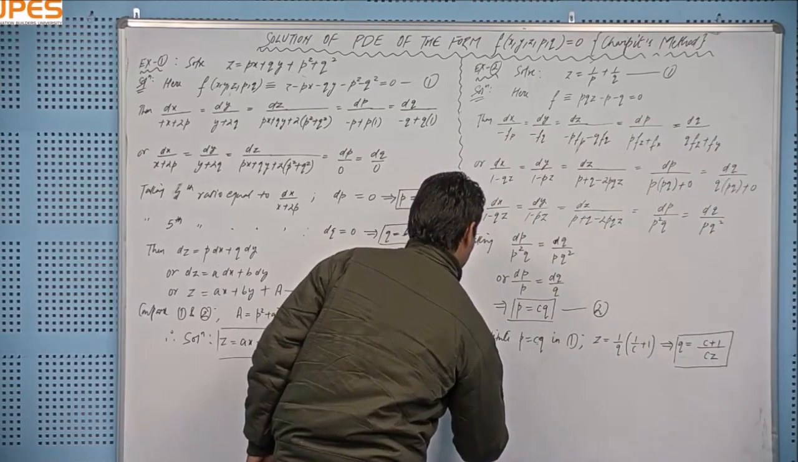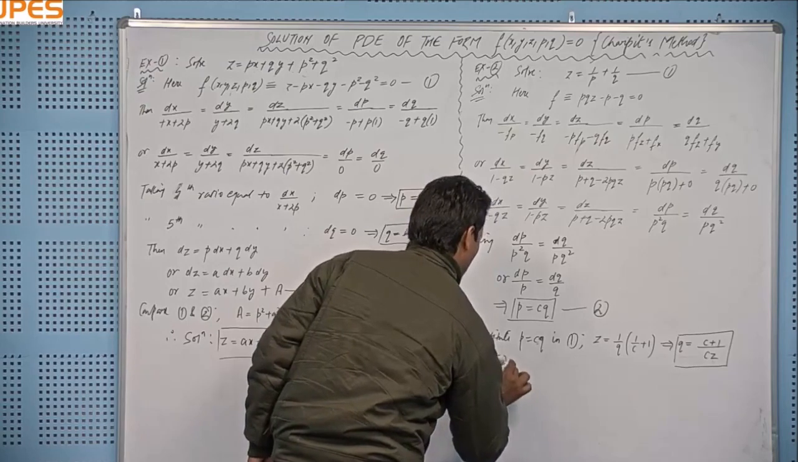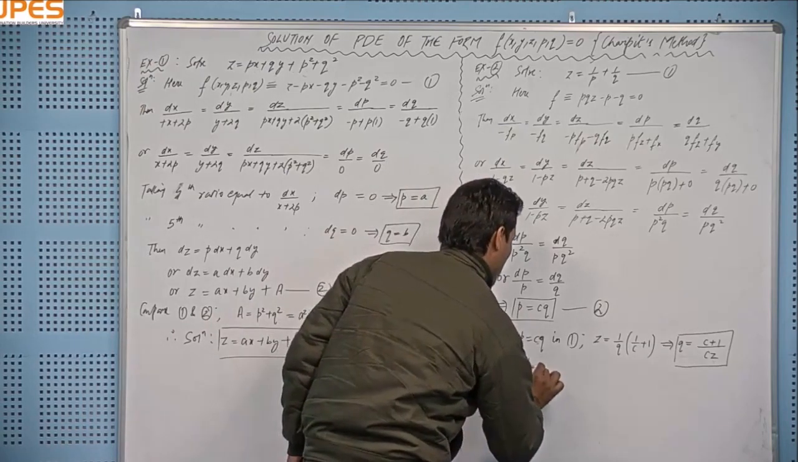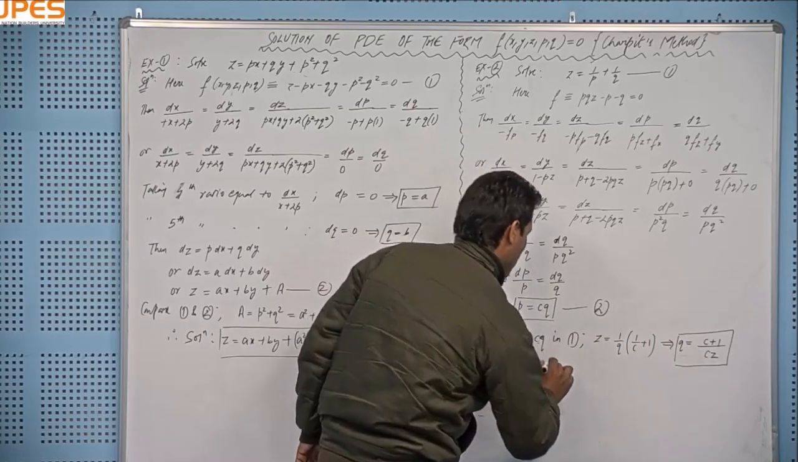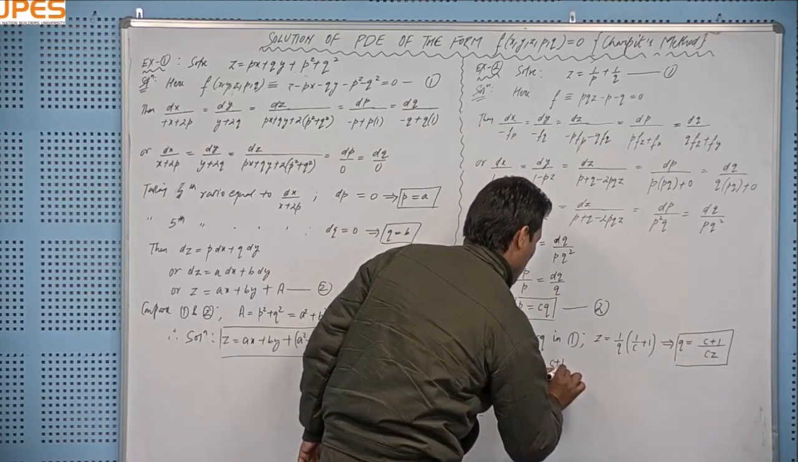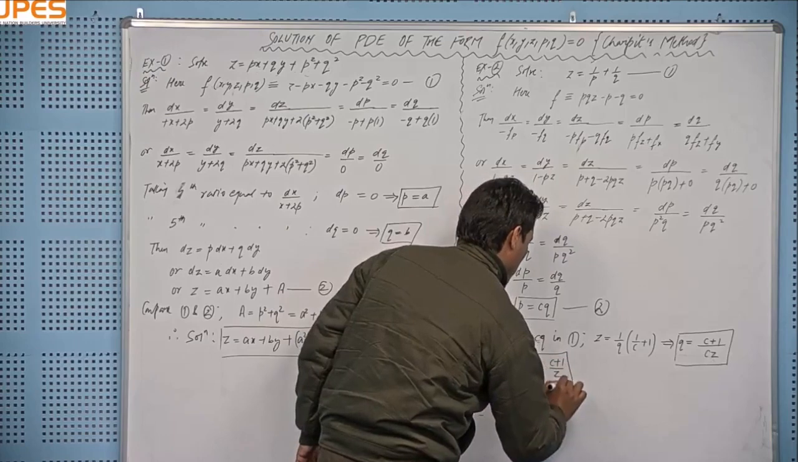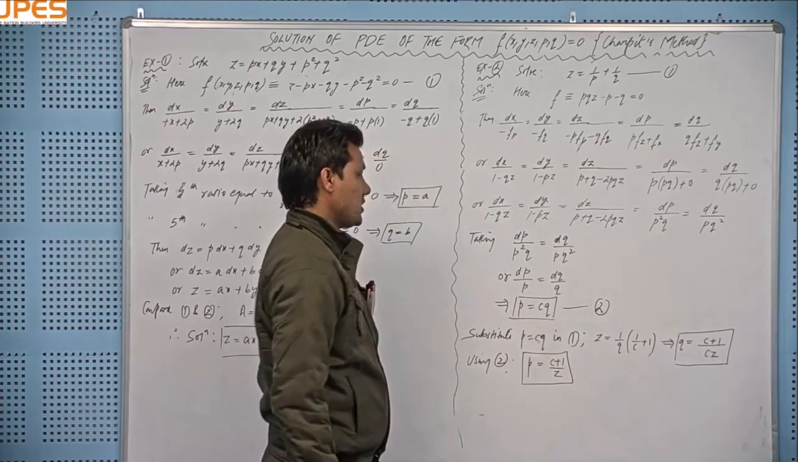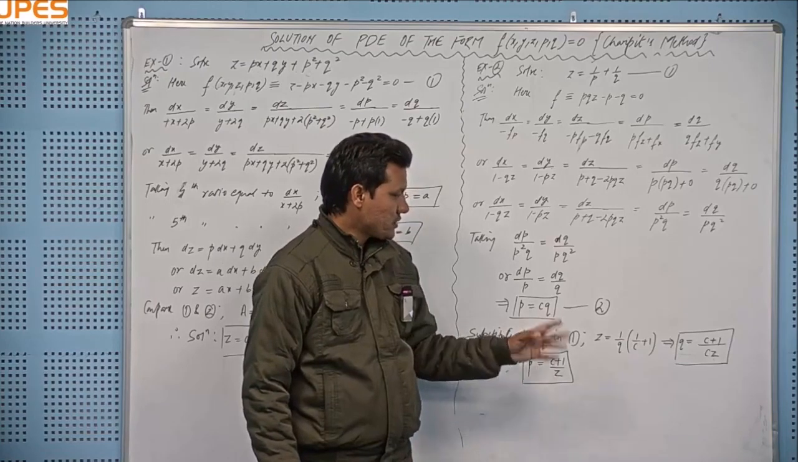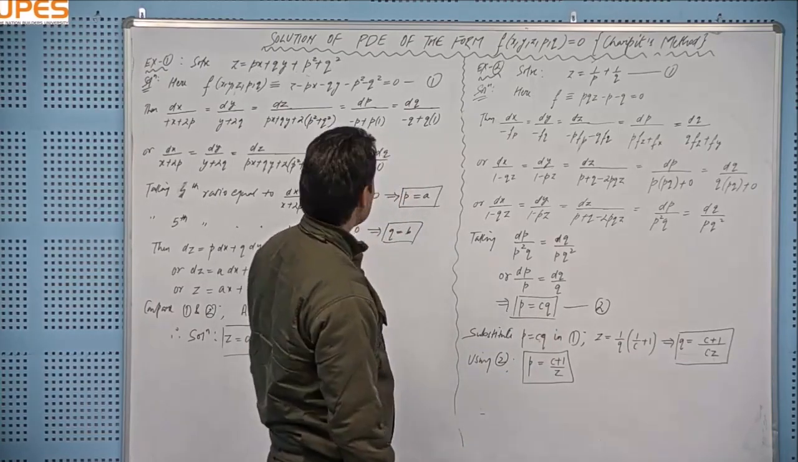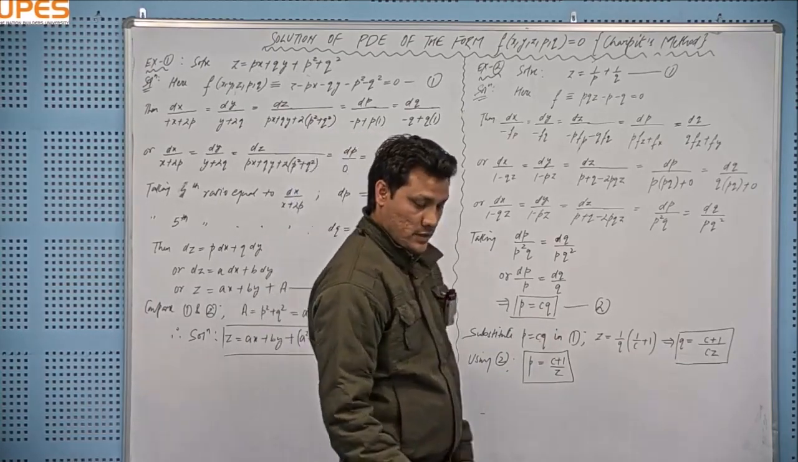Then using equation number 2 again, P is equal to C times Q, and C times Q will be cancelled out. I will be getting C plus 1 upon Z. So I have P and Q explicitly in terms of X, Y, and Z, right? Now I will put P and Q in my equation, dz equal to P dx plus Q dy, right?